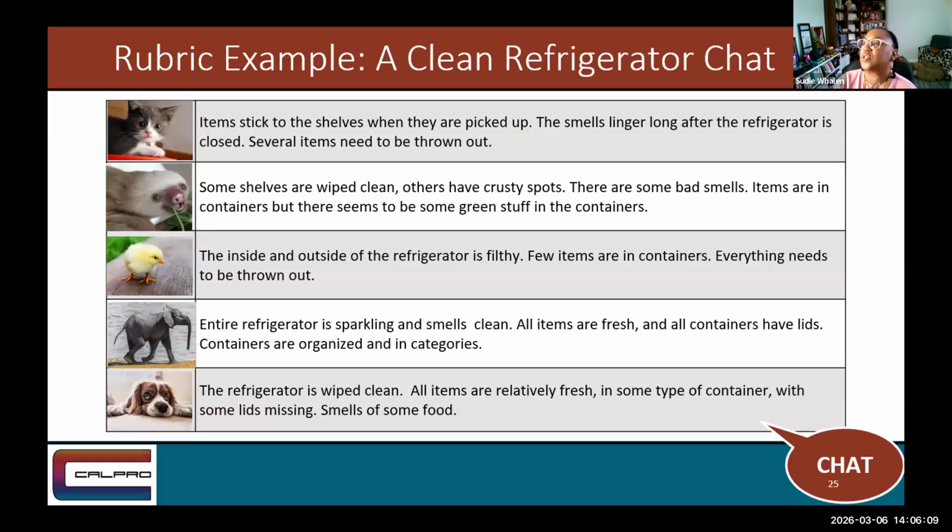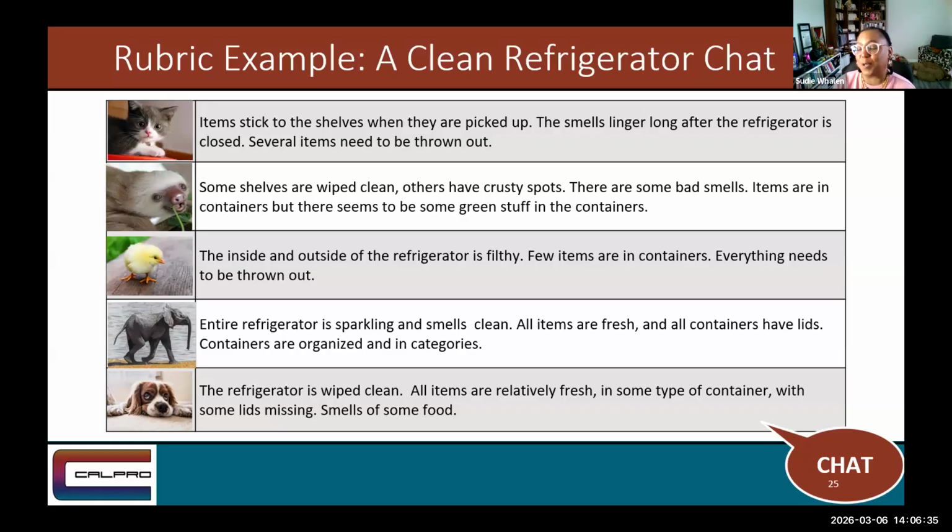All right, so the first one: the items stick to the shelves when they're picked up. The smell lingers longer after the refrigerator is closed. Several items need to be thrown out. If my proficiency is my refrigerator is reasonably clean, where do you think this would be on our rubric? This is the kitten. The kitten stuff sticks to the shelf. Smells are lingering. Where is our kitten on a 0 to 4?